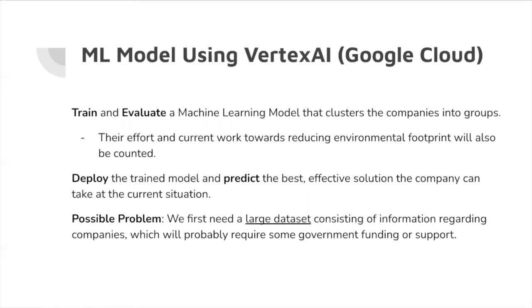The second approach is an ML model using Vertex AI. With a dataset consisting of information regarding companies, we can train a machine learning model that clusters companies into groups. Their effort and current work towards reducing environmental footprint will also be counted in order to further train the model and cluster the companies to figure out the most effective solution each group took. Then, with the resulting statistics from the user company, we propose to deploy the trained model and predict the most effective solution the company can take in the current situation.